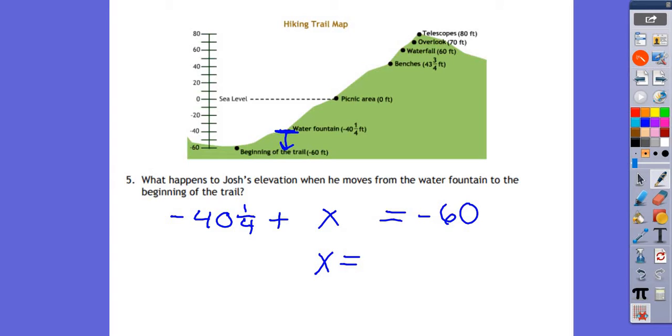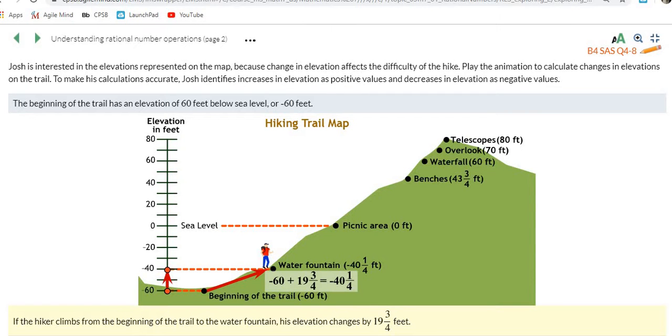Oh, so he thinks it's a negative 19 3/4 from before because he kind of took a lame trip, huh? He went up to the water fountain, then he was like, okay, I'm done. I'm going back down. I guess maybe he's not a true hiker. Well, I guess he just needed a sip of water, and then he was like, all right, I'm out.